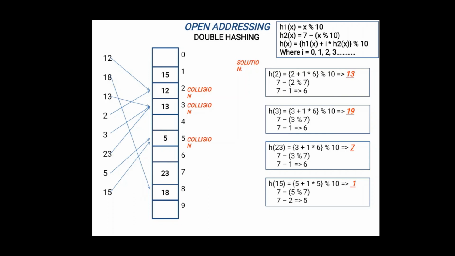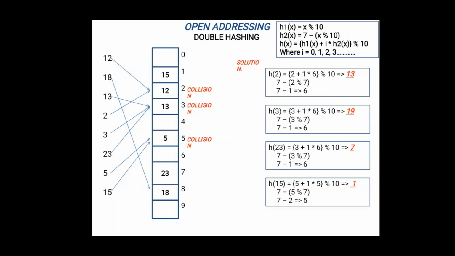Next, 3 mod 10 is equal to 3. So there is a collision there, so we search that one. h of 3 is equal to (3 plus 1 times 1) mod 10, which is equal to 19. So since the size of our hash table is 10, we just ignore that one also.